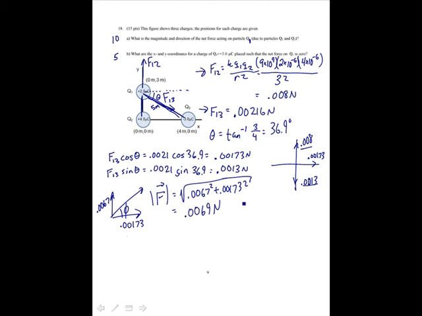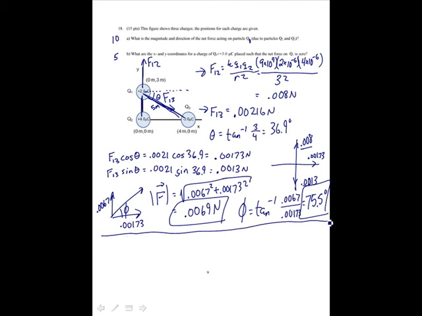We'll say this is our angle phi, so this is part of the answer. And then the angle phi is the inverse tangent of opposite over adjacent, which is 0.0067 over 0.00173, which is equal to 75.5 degrees. That's the second part of the answer, above the positive x-axis, but I think kind of off you didn't put that. Now, that was part A. That was worth 10 points.